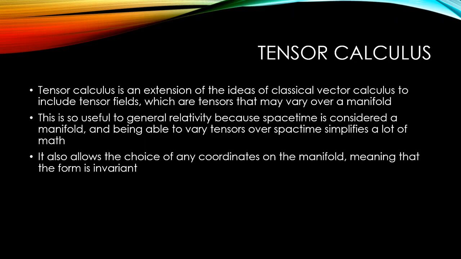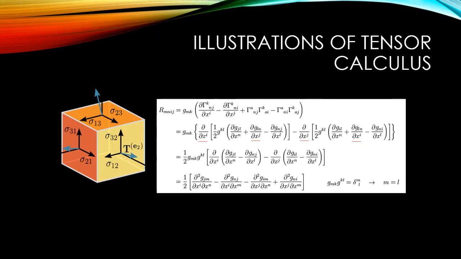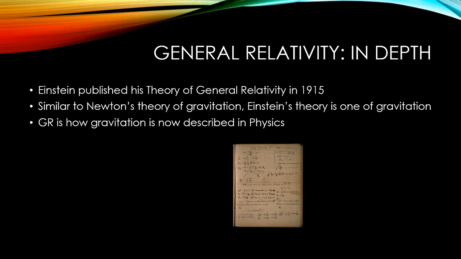And then tensor calculus is an extension of the ideas of classical vector calculus to include tensor fields, which are tensors that may vary over a manifold, and it's useful to general relativity because space is considered a manifold, and being able to use tensors with it simplifies a lot of math. And it also allows the choice of any coordinates on the manifold, meaning that the form is invariant. And then here are a couple of quick illustrations.